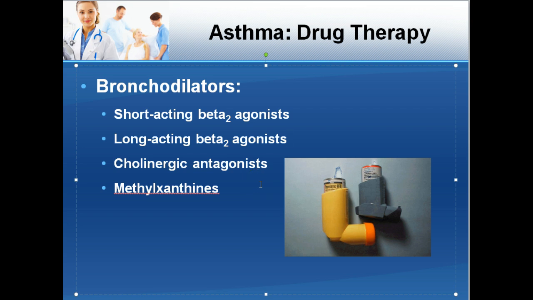Also, you have anticholinergics such as Atrovent. So you got the short-term bronchodilators, which is albuterol. Serevent is the long-acting beta 2 agonist. Then you have the anticholinergics, which is Atrovent. Those are the type of medicines that people generally use. I already told you about those.